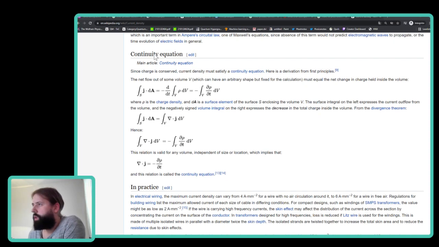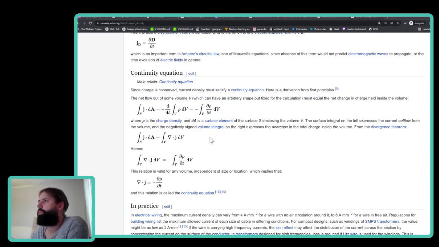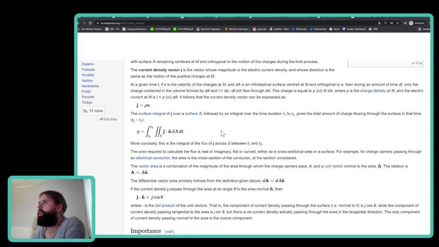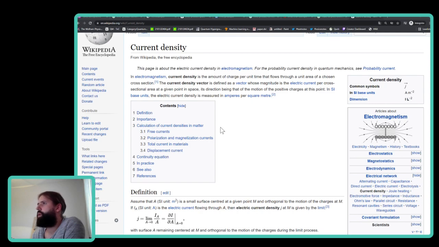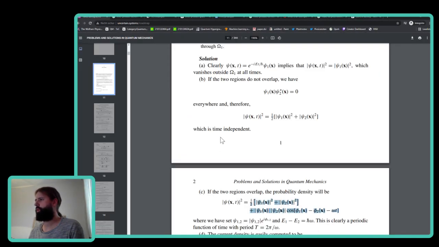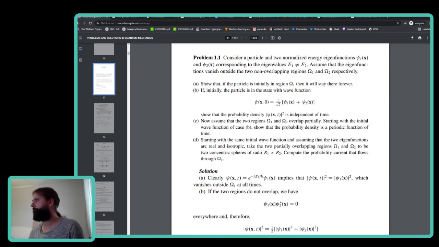Back there again. So, current density. Current density. Not current density, current flow. Probability density. Oh god. Probability current that flows. Quantum mechanics.